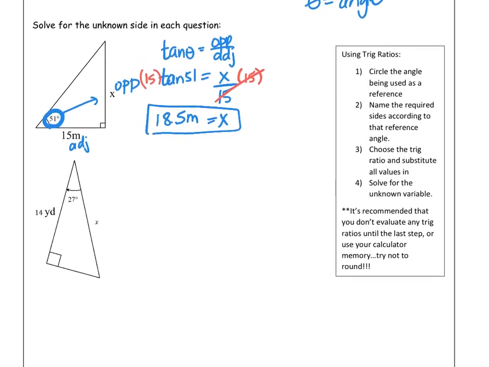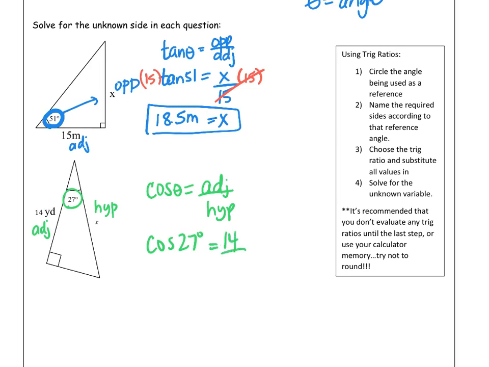Okay, let's look at the second example. Again, I'm talking about 27 degrees. We're going to name those sides. This side is the hypotenuse. This is the adjacent, it's next to. So that is the trig ratio of cosine. Cos of theta is adjacent over hypotenuse. Subbing in what I know, cos of 27 degrees is equal to 14 over x.